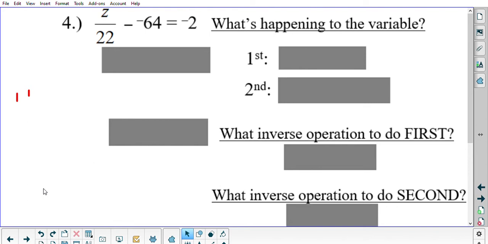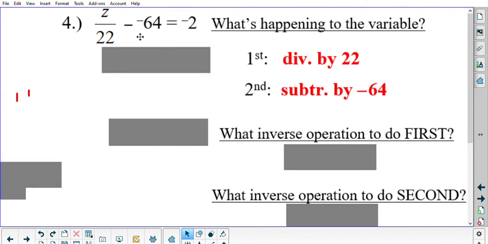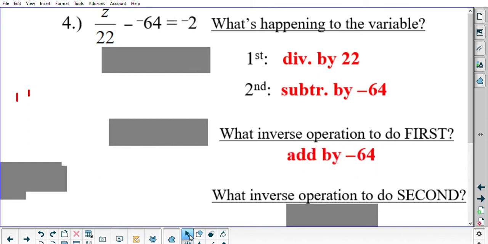Okay, I hope you already did 4, 5, and 6. Let's see how you did. What was the first thing happening to the variable? It was being divided by 22. You can see that, z over 22, the variable is being divided by 22. What was the second thing happening to the variable? It was being subtracted by negative 64. Make sure you have the negative. The first inverse should be adding by negative 64.